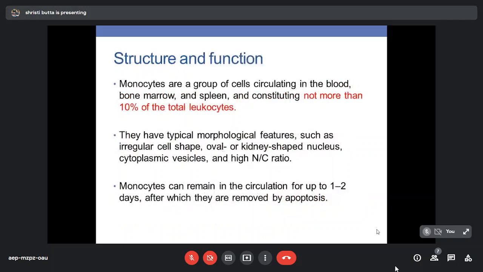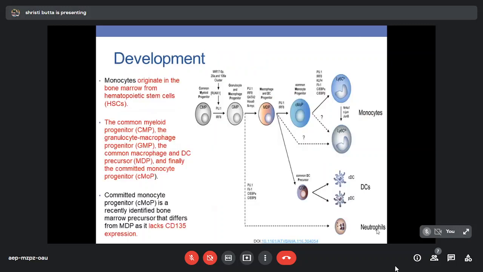Now, what about the structure and function? Monocytes are a group of cells circulating in the blood, bone marrow, and spleen and constitute not more than 10% of the total leukocytes. They have a typical morphology. They have an oval to kidney-shaped nucleus with some cytoplasmic fascicles and vacuoles and a very high N/C ratio. Monocytes can remain in circulation for up to 1 to 2 days, after which they are removed by the process of apoptosis.